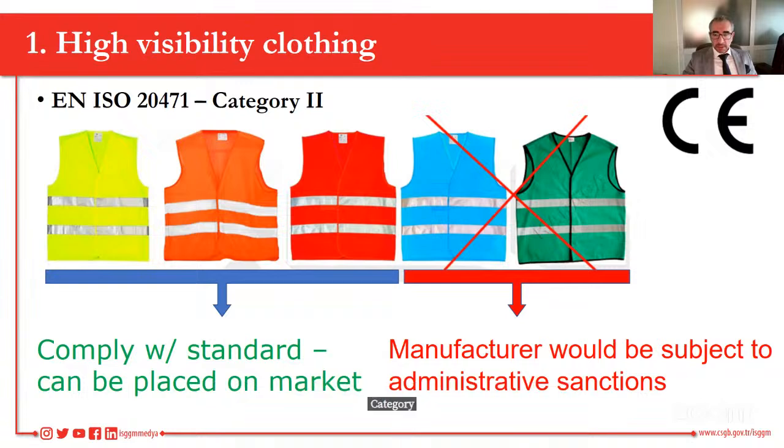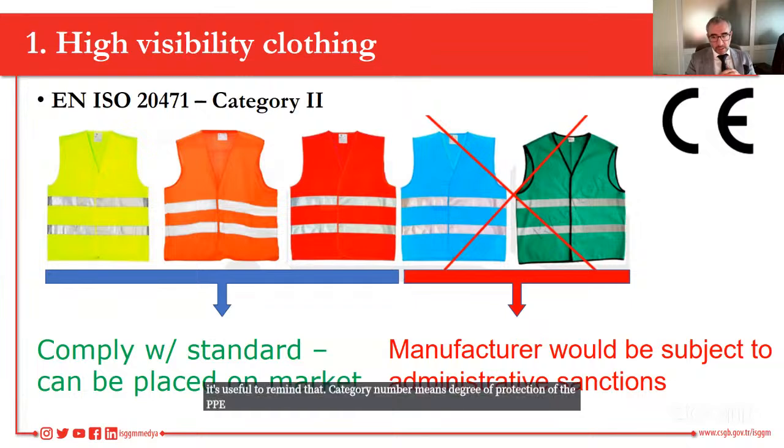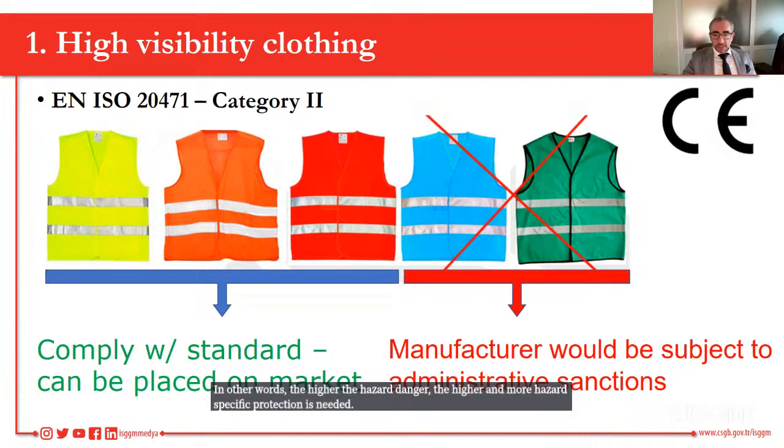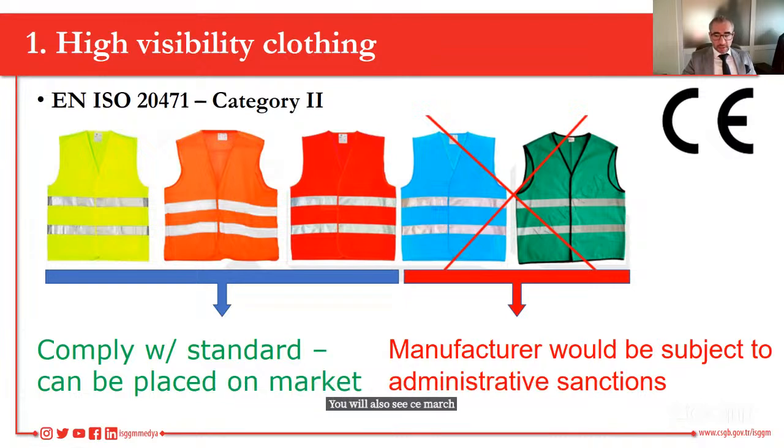Category number means, by the way, I want to remind the category number here. My friends, colleagues mentioned before also, but it's useful to remind that. Category number means degree of protection of the PPE that provides, while category 3 PPEs provide higher protection, category 1 PPEs provide lower protection. In other words, the higher the hazard danger, the higher and more hazard-specific protection is needed. You will also see CE marking in all my slides. Yesterday, Serdar Ertuğ Bey mentioned the meaning and the importance of CE marking. That's the indicator of the safety and the legal validation of the product.